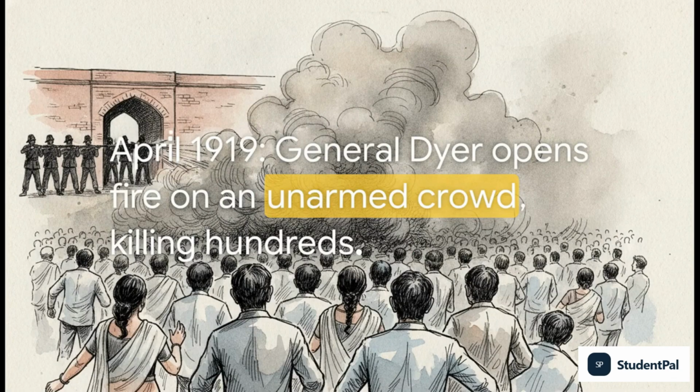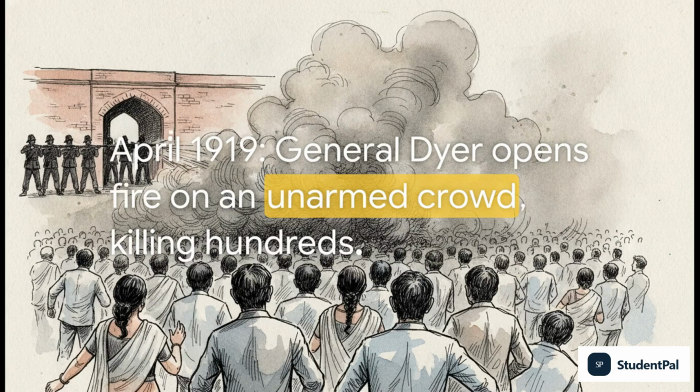And all this tension finally reached a horrifying, tragic climax on April 13, 1919, at Jallianwala Bagh. A really large crowd had gathered in an enclosed ground in Amritsar. Sure, some were there to protest the government, but many, many others were just innocent villagers. They had come to attend the annual Baisakhi fair and were completely unaware that martial law had even been imposed.